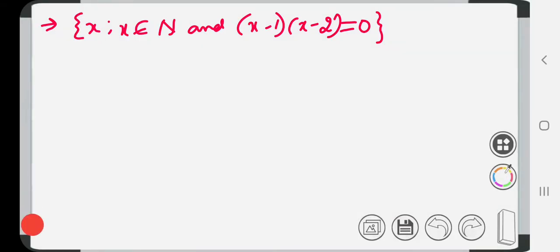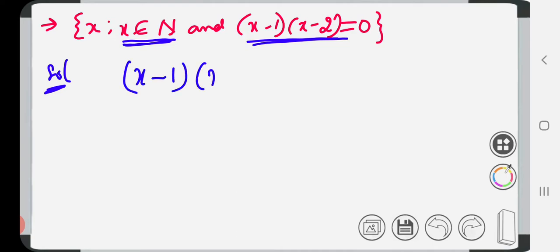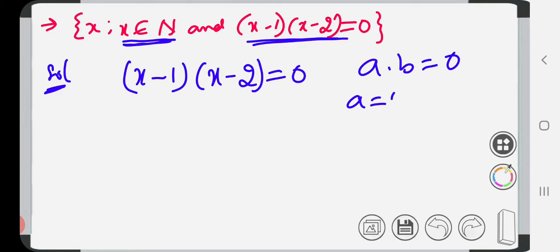Consider the example: the set of X such that X belongs to N and (X minus 1)(X minus 2) is equal to 0. Here we have to take such natural numbers which satisfy this condition. So first we have to solve this equation, and from the solutions we take the natural numbers and write them in this set. If A into B is equal to 0, then we can solve this by A is equal to 0 or B is equal to 0.